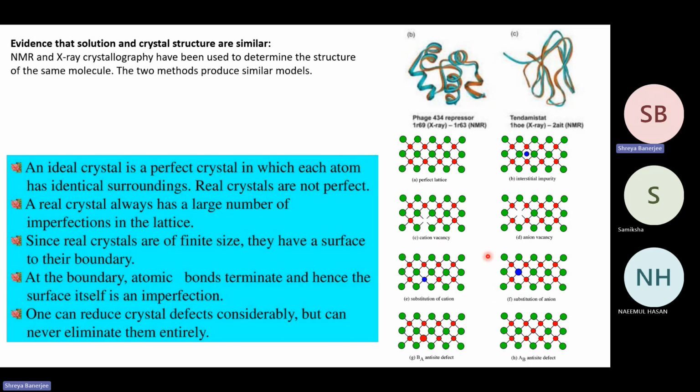The more defects there are, the worse your X-ray diffraction data will be. So the first challenge is obtaining a perfect crystal. Real crystals are not perfect because a perfect crystal is of infinite size, but real crystals are of finite size, and so they have a surface boundary. At the boundary, the bonds are terminating, so an imperfection is created on the boundary. You can reduce crystal defects, but any real crystal will have some level of defect, and that will be later corrected by different software. That also we'll discuss later.